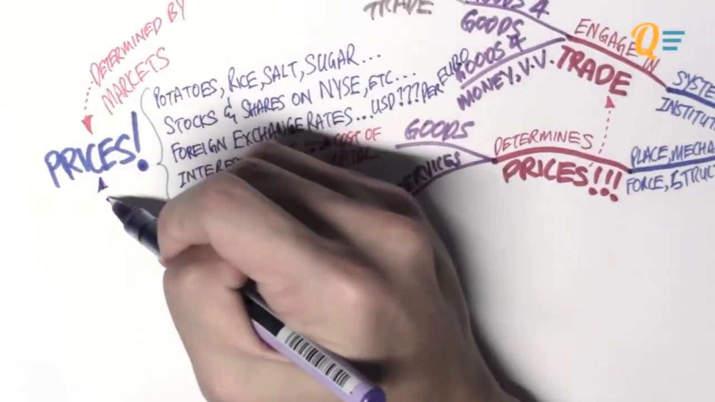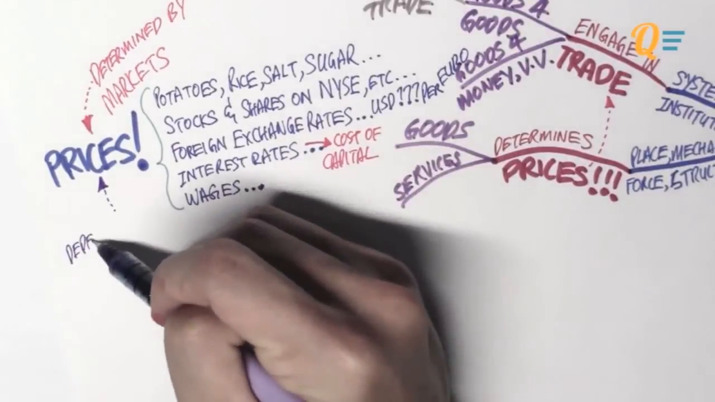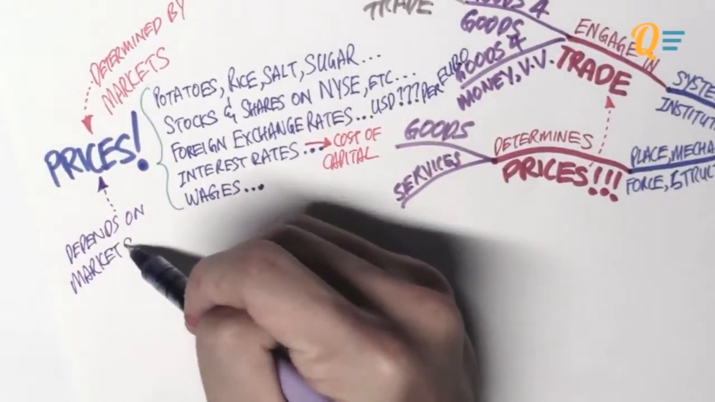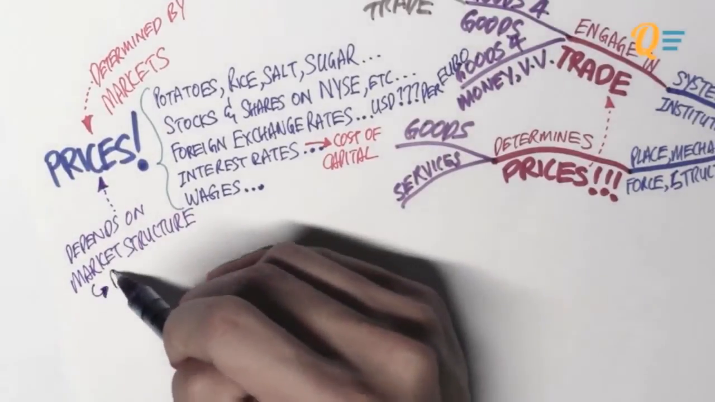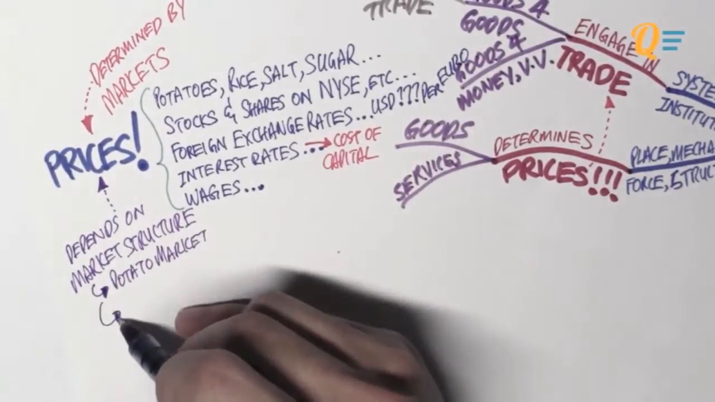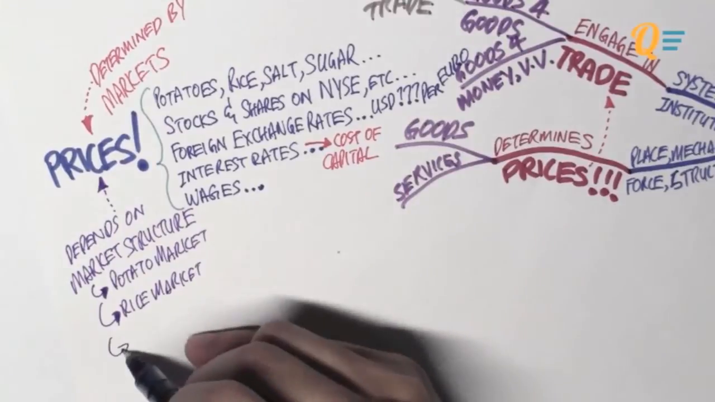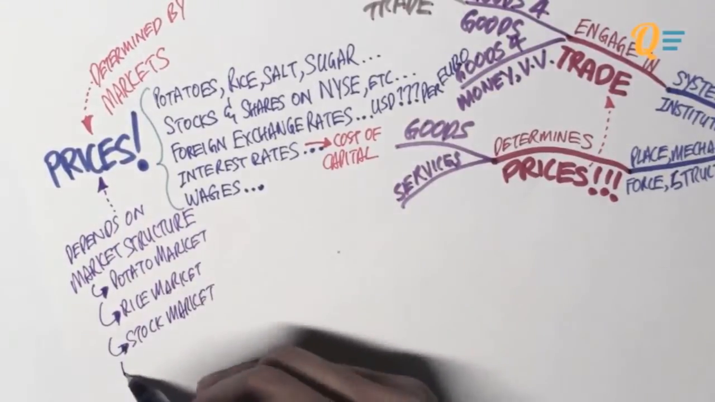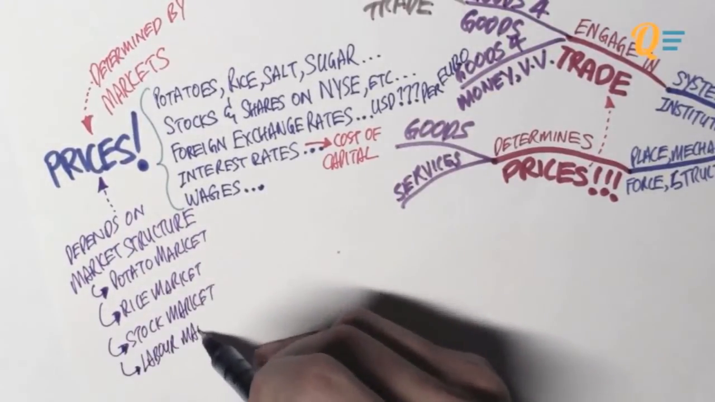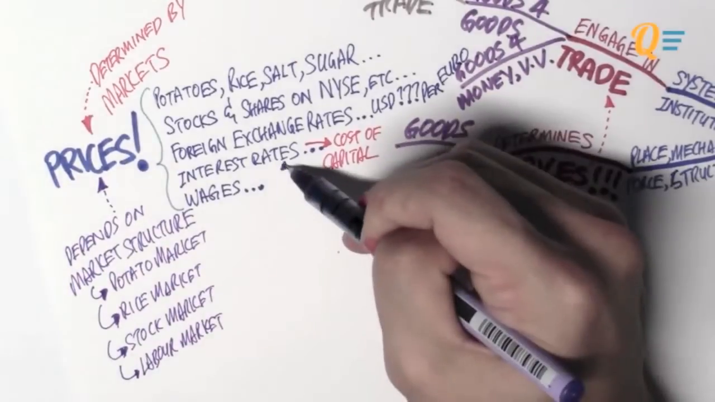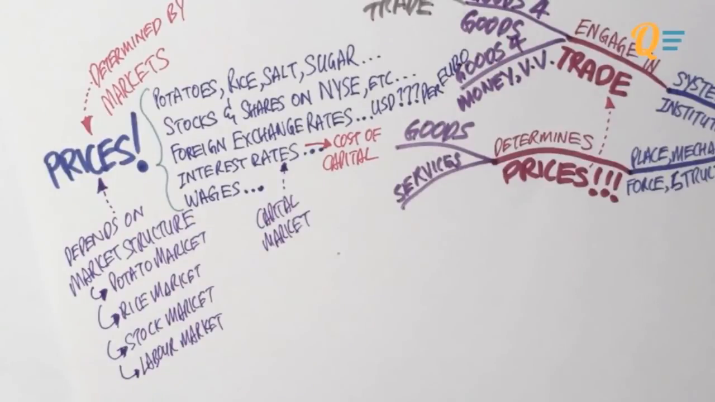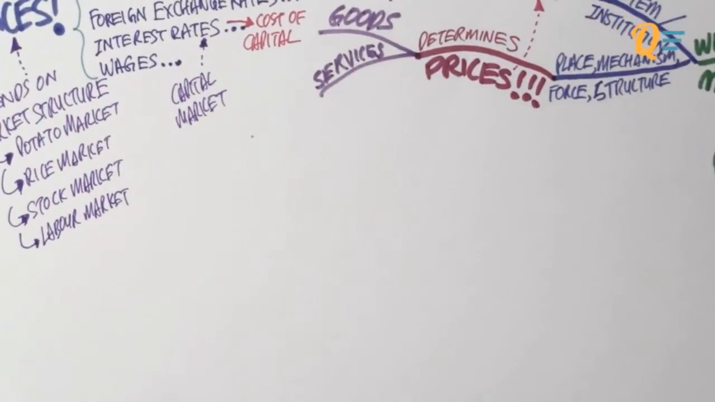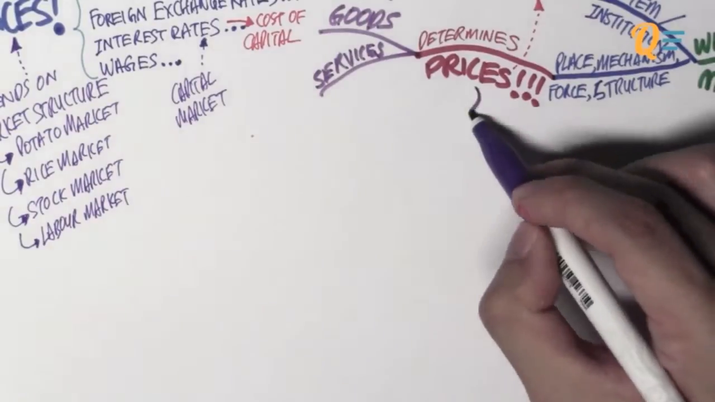The price that is determined by the market also depends on what the market structure is. So it depends on the structure of the potato market, the structure of the rice market, stock markets, and even your labor market, which determines your wages. And your interest rates, because it's a cost of capital, I think you will be able to anticipate that it is determined in the capital markets. We can also call them the financial markets.